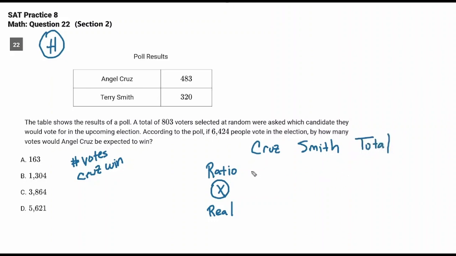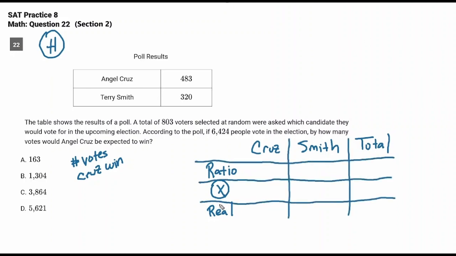I'm going to put in some lines here to make it easier for us to look at. I don't know that you need them. All right, what do we know? Cruz ratio is 483. The ratio is the poll. Smith ratio is 320. And they tell us the total, but that's just Cruz and Smith added up, 803. In order for a ratio box to work, you've got to know something about the real world, and you always will. What do we know about the real world? It's the total. 6,424 is the total number of votes.